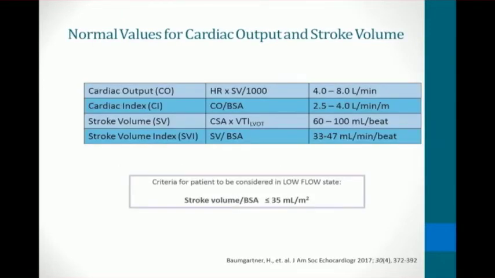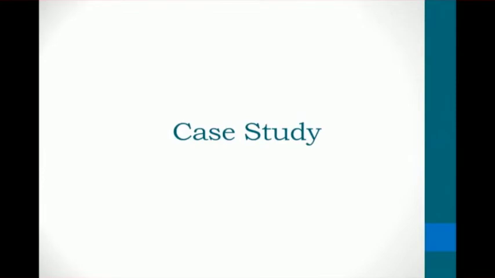According to the American Society of Echocardiography, these are the normal values for stroke volume and cardiac output. If your patient has a cardiac output greater than 8 liters per minute, they are considered to be in a high flow state. If the patient is in a low output state, their stroke volume index, where you take the calculated stroke volume and divide it by the patient's BSA, would be less than 35 milliliters per meter squared. It's a lot of math, but putting it into context with a case study may help make more sense.